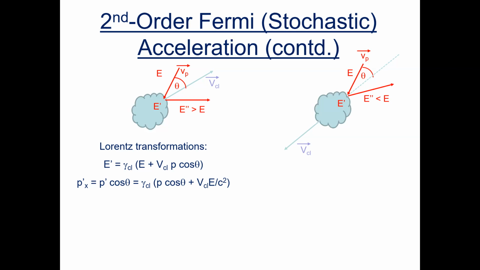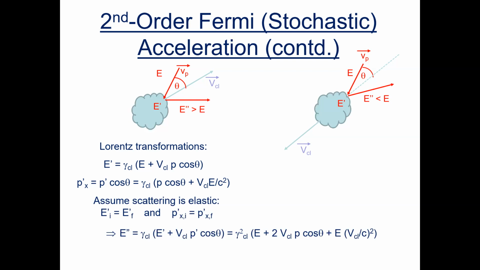The assumption is that the cloud, the scattering center, whatever, doesn't by itself give energy to the particle or take energy away in its rest frame. So in the frame of the clouds, the particle just bounces off elastically. That's the assumption. And we can do that same transformation again. So we get another boost by the same Lorentz factor, gamma of the cloud. And then just plug in what we have there. So first it's just from the cloud frame back to the ISM. And then we just plug in what we found here for E prime and p prime.